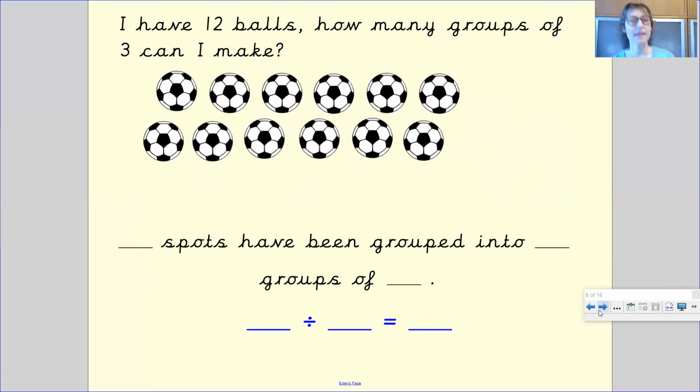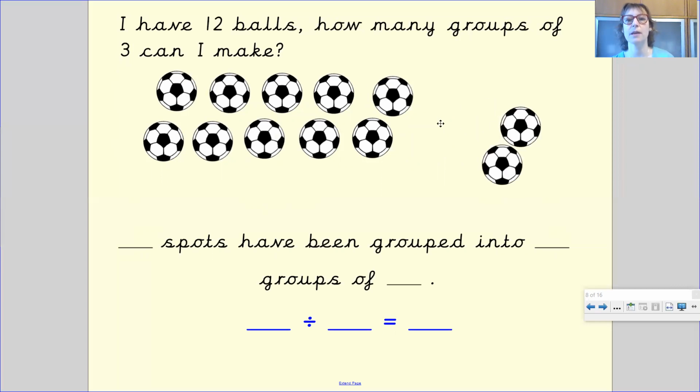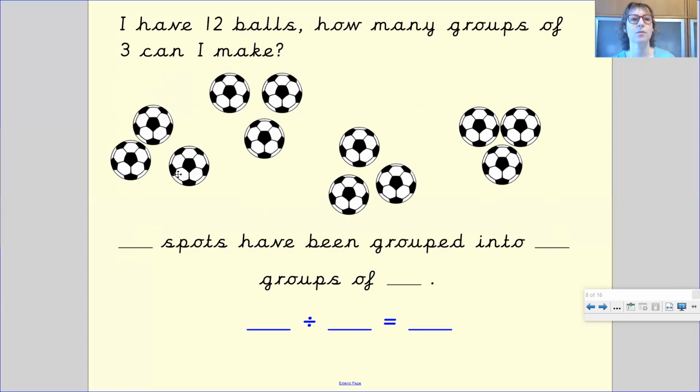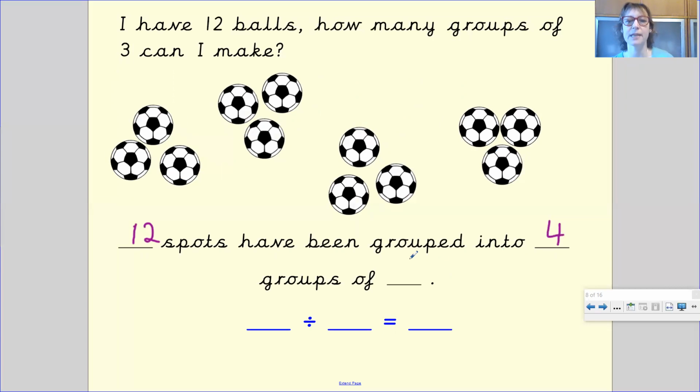Excellent. Right. Next one. I have 12 footballs and I want to put them into groups of 3. So 1, 2, 3. And 1, 2, 3. 1, 2, 3. And then I've got 1, 2, 3 left here. So I didn't start with spots, I started with balls. I started with 12 balls and I've grouped them into 1, 2, 3, 4 groups, and there are 3 balls in each group. So 12 divided by 4 equals 3.